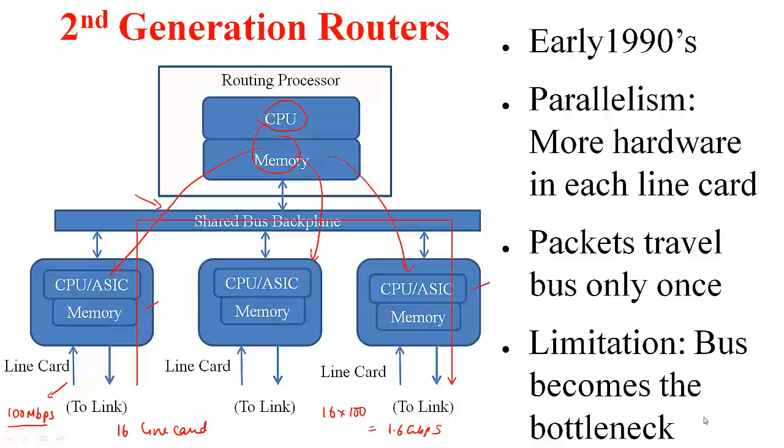As you increase the speed of your line card as well as the number of ports, there is only so much speed the shared bus can operate at, in which case this becomes a bottleneck. Then how can you overcome this particular bottleneck?